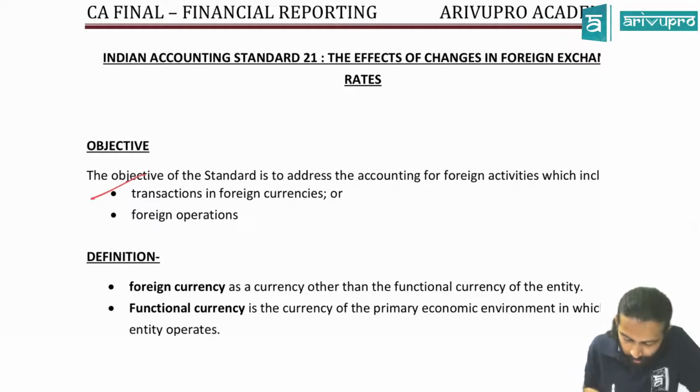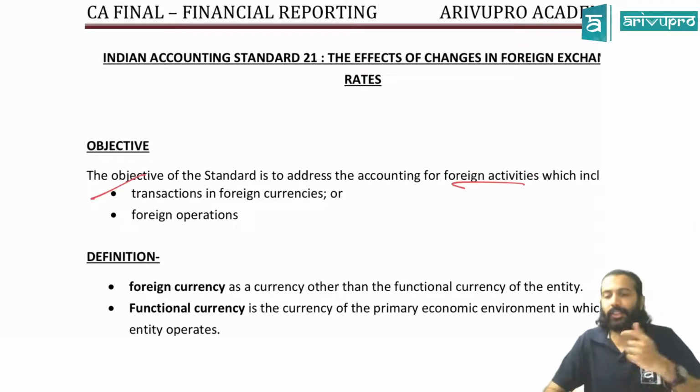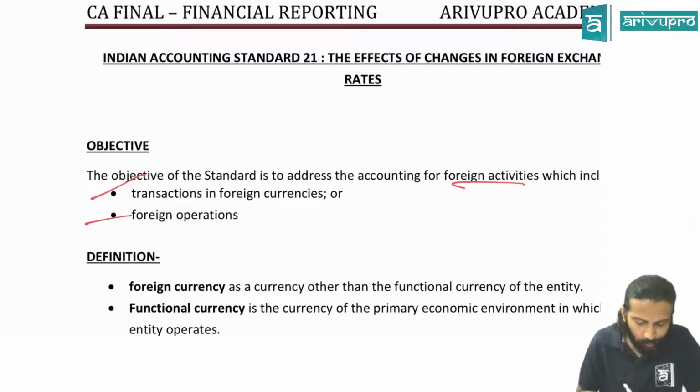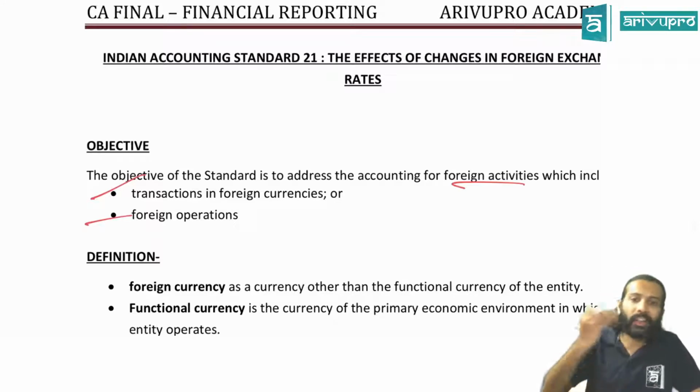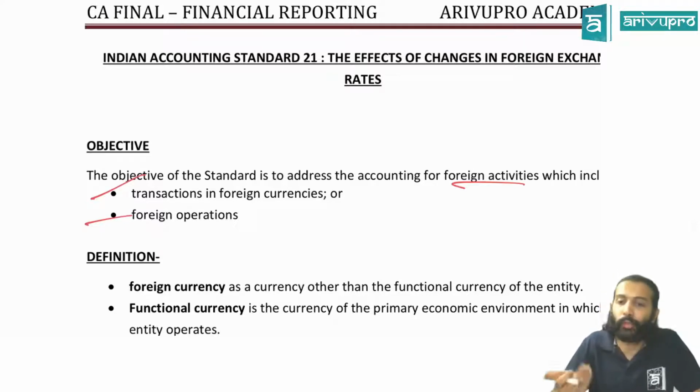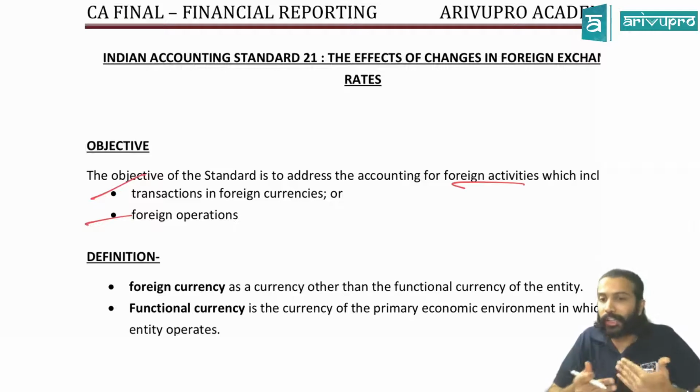So if you have any foreign currency activities or foreign currency transactions, how should they be recorded in your books? The second main thing is, what if you have any foreign operations? Meaning, what if you have a subsidiary, a branch, a joint venture or an associate, not in your country, but in someone else's country? If you have a foreign subsidiary or a foreign joint venture, you have to consolidate.